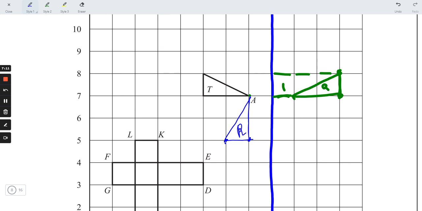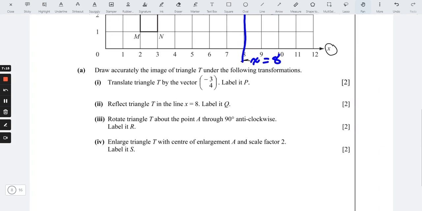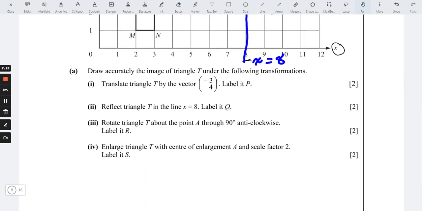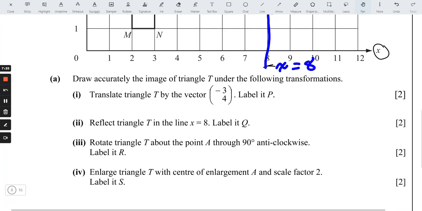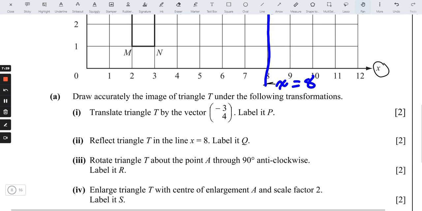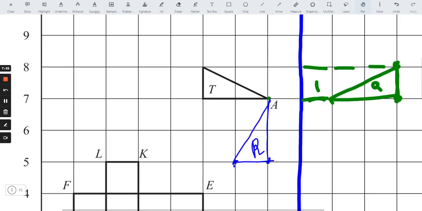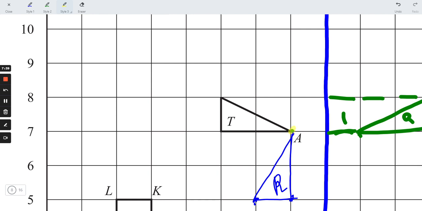Now, enlarge triangle T with center of enlargement A and scale factor 2, and label it. Enlargement means each length of this triangle should be extended. The enlargement center is A, so we'll use the same center of enlargement A here. Now, from this point, it will be the same for sure.